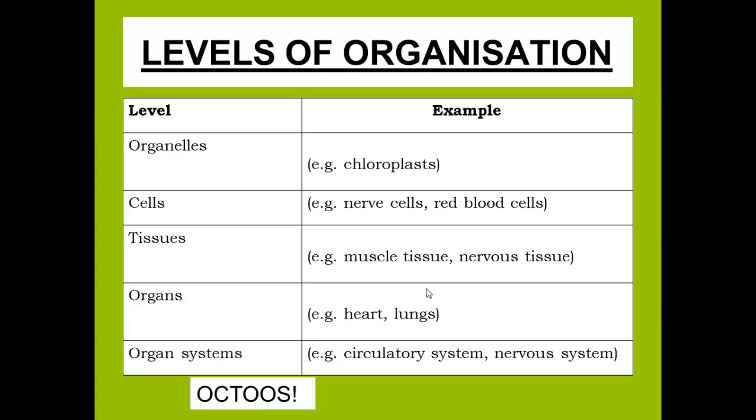Then organ systems. Organ systems are collections of organs, such as the circulatory system, nervous system, skeletal system, digestive system. Think of other systems. And I remember these as OCTOOS. O-C-T-O-O-S: Organelles, cells, tissues, organs, organ systems.